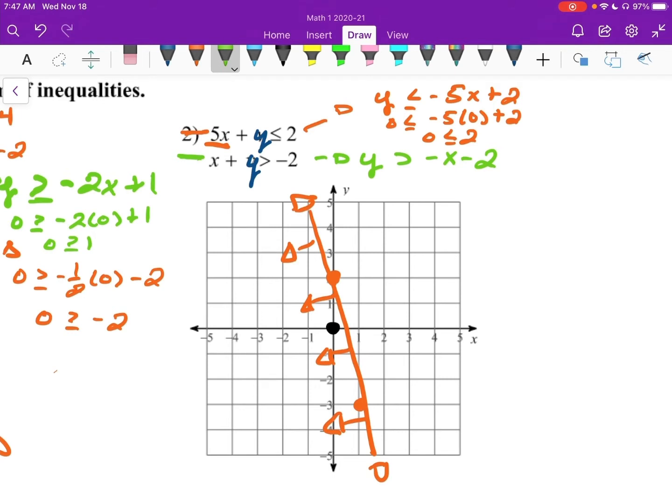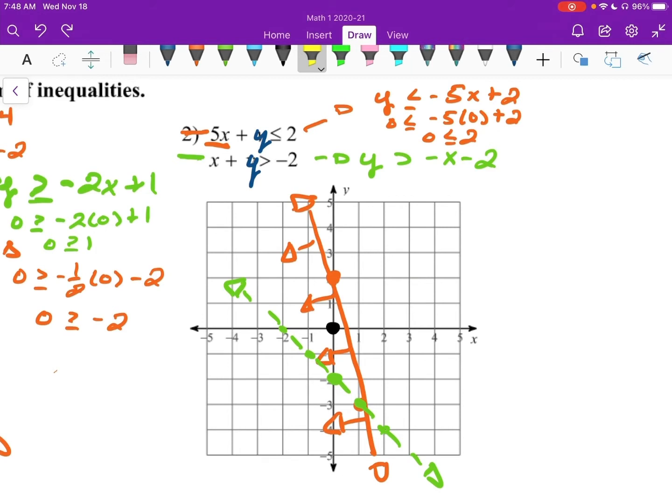The green one, I'm going to plug in this. Well, actually, I need to start off by graphing the green one. I'll have negative 2 is my intercept. And then my slope is negative x, so negative 1. So, well, my slope is just plain old negative 1, not the x. So I'm going to go down 1 and right 1. It's going to be a dotted line. And it's a dotted line because this is just greater than. It's not greater than or equal to.